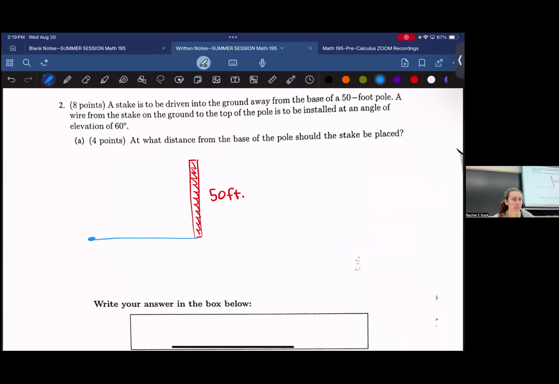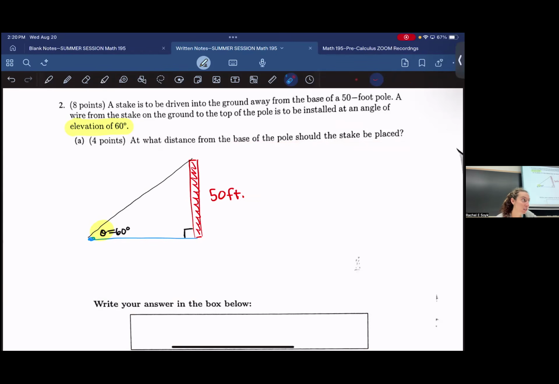A wire from the stake on the ground to the top of the pole is to be installed at an angle of elevation of 60 degrees. So we want a wire to be installed at an angle of theta is equal to 60 degrees. Have a nice little right triangle at play here. And we're asked in part A, at what distance from the base of the pole should the stake be placed?